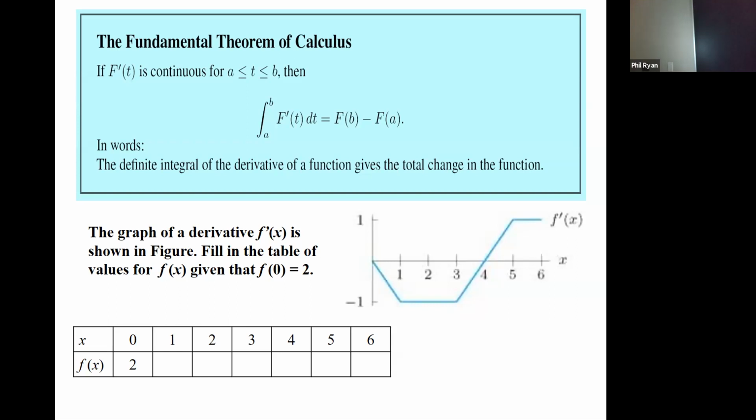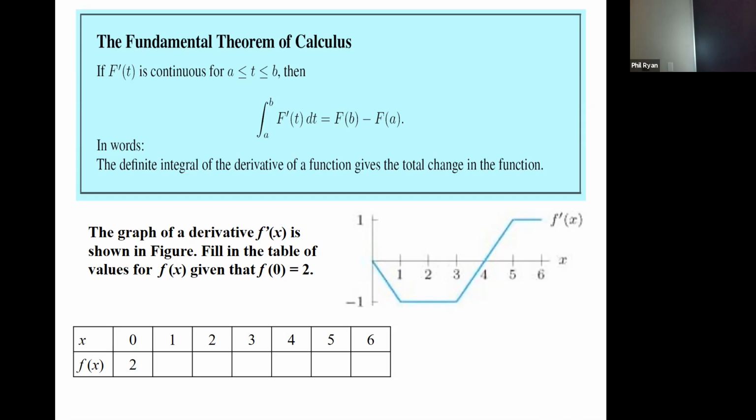And it is right that if you integrate a rate of change, what you get is the total change. So we've already seen that before. Now we're just putting it down in a concrete form. Okay, so the definite integral of the derivative of a function is the total change in the function.